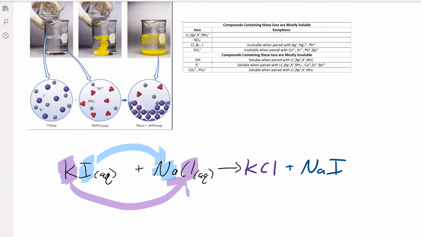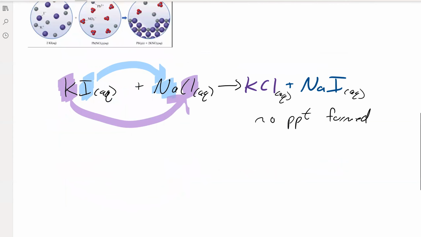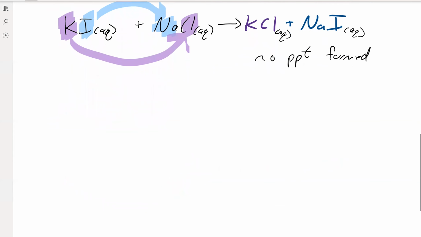And then we'll take a look at whether any of these are going to form precipitates. So we have potassium in that first equation. Potassium is right there, and there are no exceptions. That's always soluble. And then the same thing with sodium. That's always soluble. So in this case, we have aqueous and aqueous, and there'll be no precipitate formed, because we didn't form a combination that became insoluble.